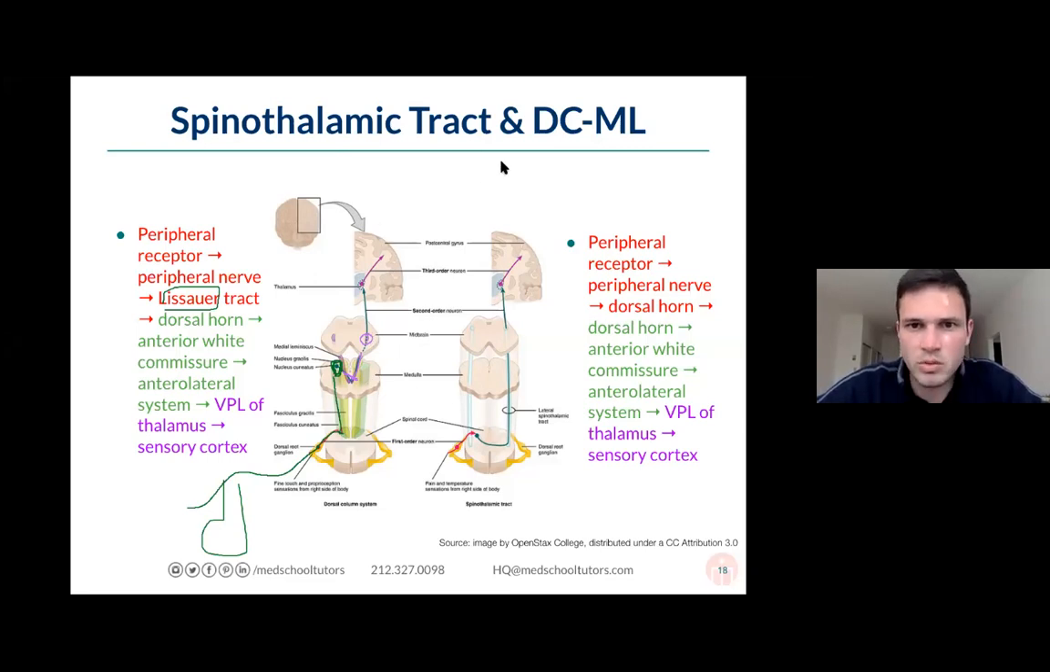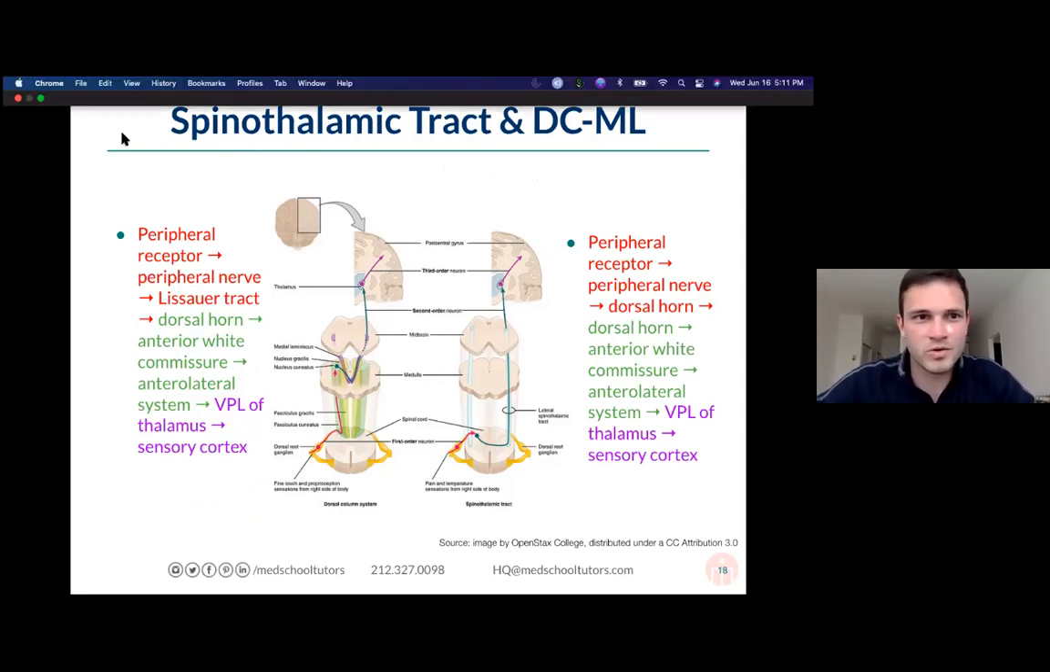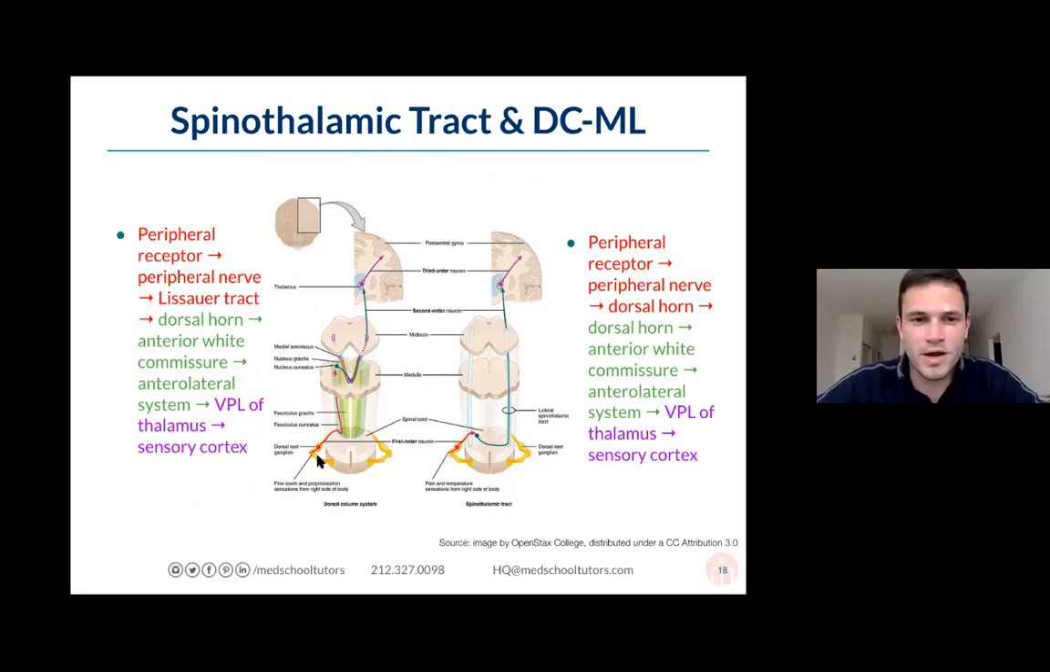Oh, I'm drawing the dorsal column picture. Oh my gosh, that's so confusing. I'm so sorry. I'm drawing, these are flipped. Oh no. See, that's why you have to know the anatomy, because you could have been like, Michael, these are flipped. But all right, ignore this.